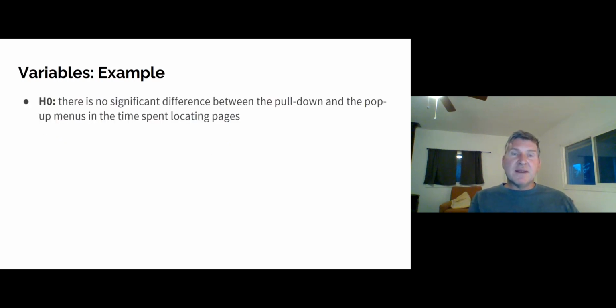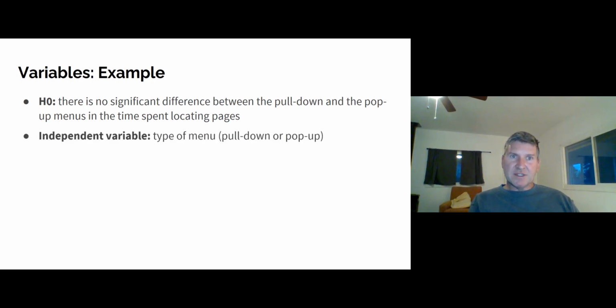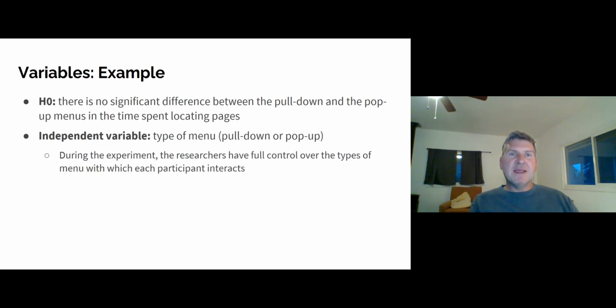So let's take a look at an example here. The null hypothesis is there's no significant difference between the pull down and the pop-up menus in the time spent locating pages. The independent variable here is the type of menu. So we have two choices, pull down or pop up. And then when we're doing the experiment, we have full control over the types of menu with which each participant interacts.